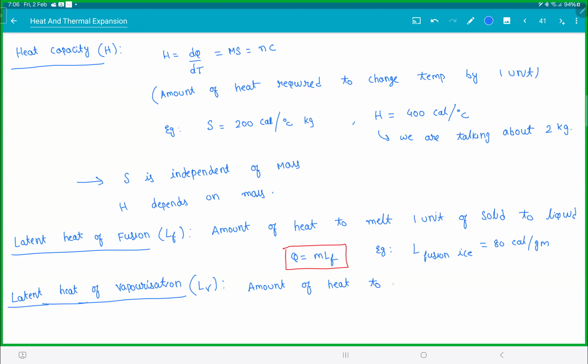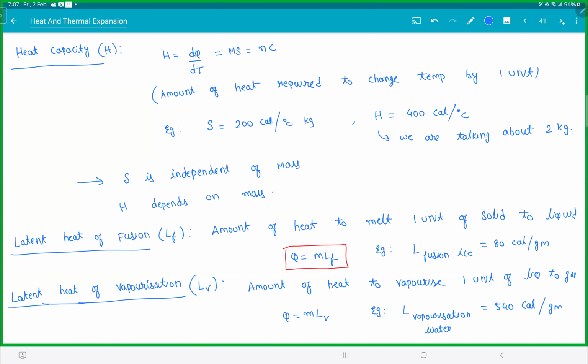Amount of heat to vaporize one unit of liquid to gas. So here we have Q is equal to M into Lv. Latent heat of vaporization of water is 540 kilocalories per gram.